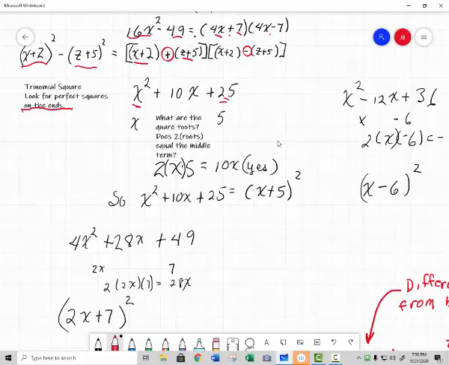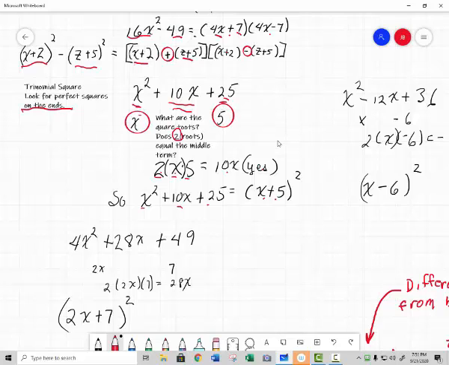Now the question that I have for you is, if I take 2 times x times 5, if I double the middle, it's 2 times those two right here, do I get this thing right here? Do I get the 10x? 2 times x times 5, in fact, is 10x. So the answer is yes. So that means that this trinomial factors into x plus 5 squared. The x plus 5 comes from those square roots.